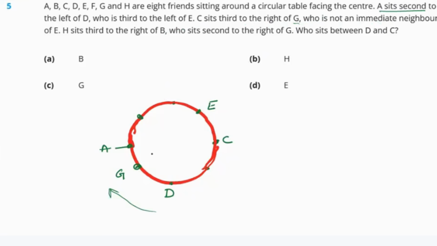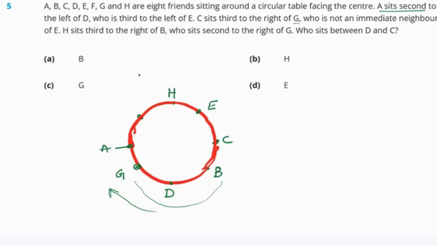Now H is third to the right of B. Okay, H is third to the right of B. Now we have B, who sits second to the right of G? Okay, second to the right of G, which means here, so B should be here only.